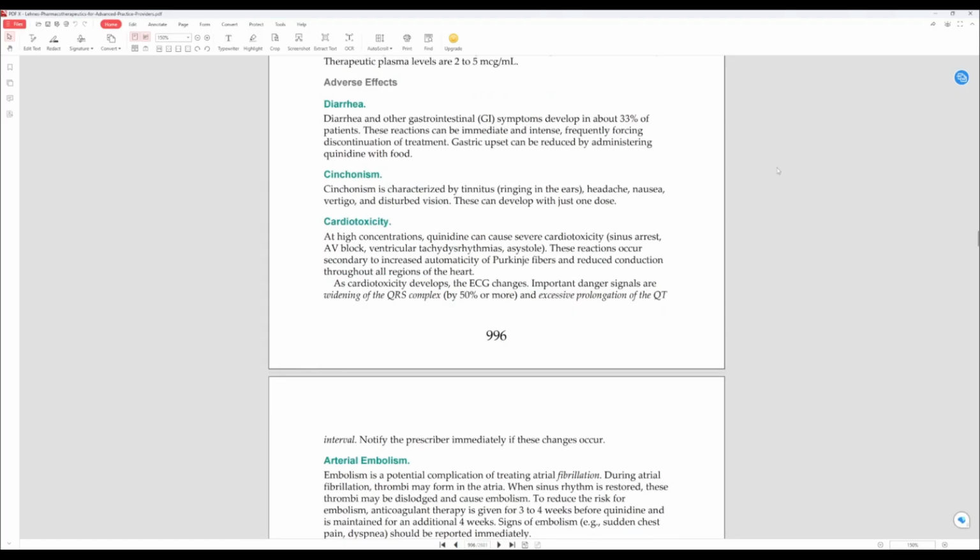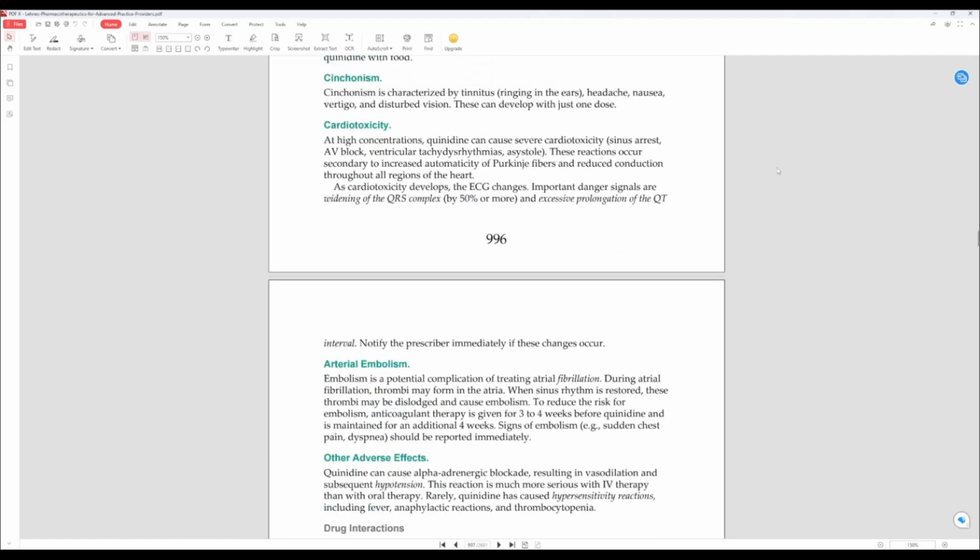Cardiotoxicity. At high concentrations, quinidine can cause severe cardiotoxicity. These reactions occur secondary to increased automaticity of the Purkinje fibers and reduced conduction throughout all regions of the heart. As cardiotoxicity develops, the EKG changes. Important danger signals are widening of the QRS complex and excessive prolongation of the QT interval. Notify the prescriber immediately if these changes start to occur.